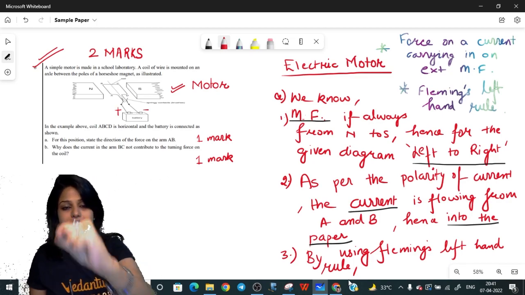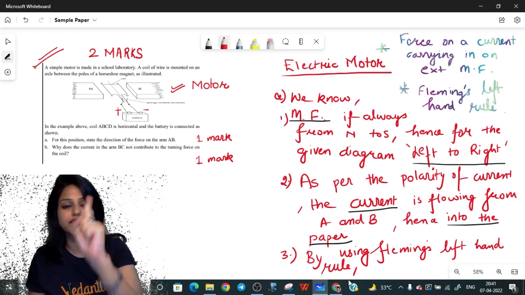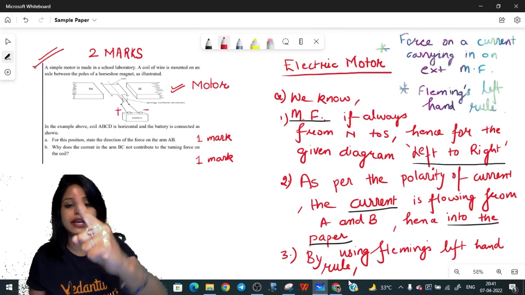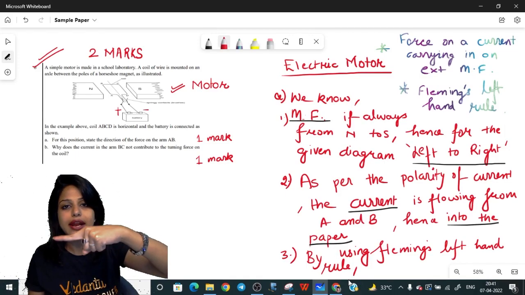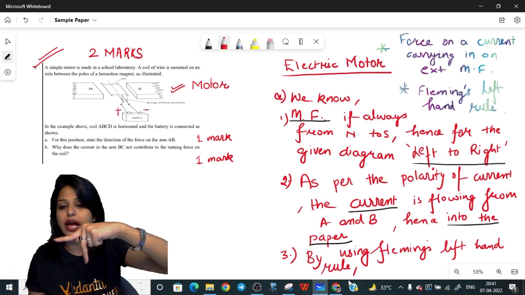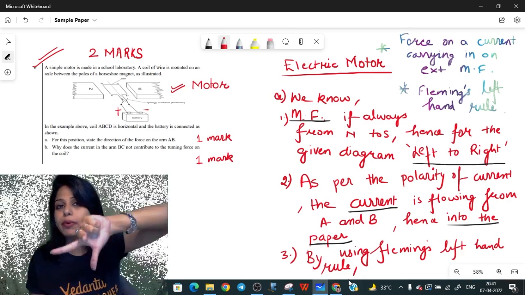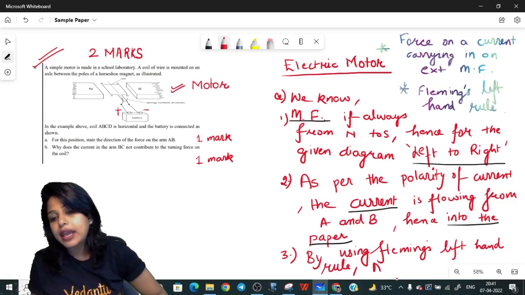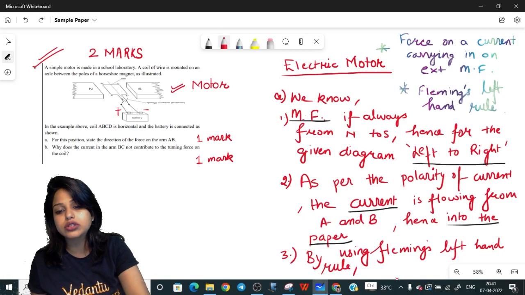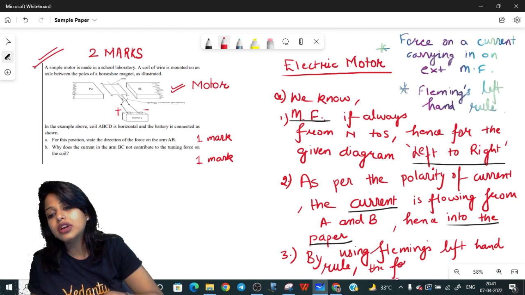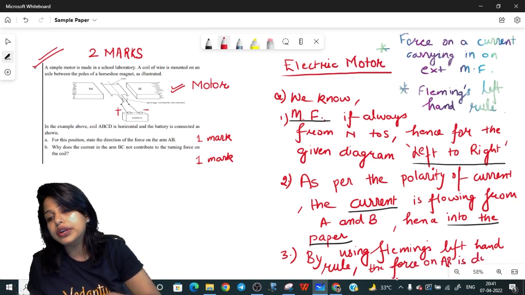ठीक है? मुक्का लेकर जाना है. Then I'll open one finger. The first finger, which is my field, is going from left to right. Then I'll open my second finger, which is the current, and it is going into the paper. So by this, when I open my thumb, it is downward. The force on AB is downward.